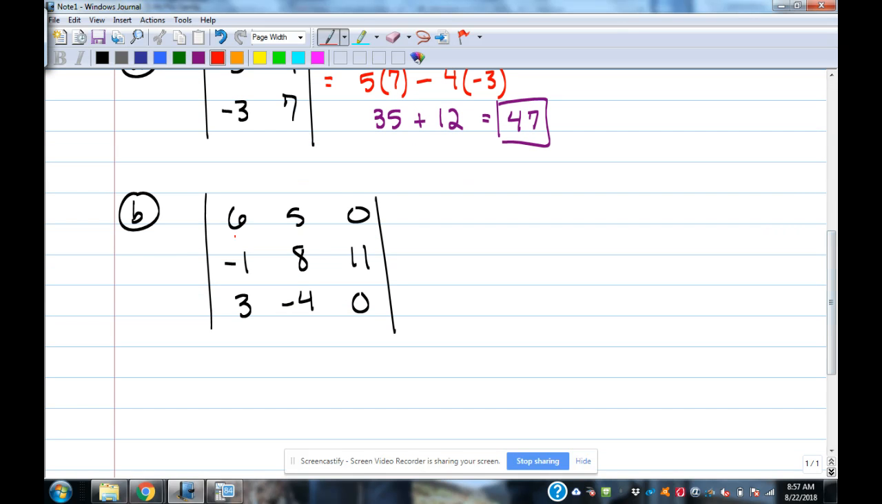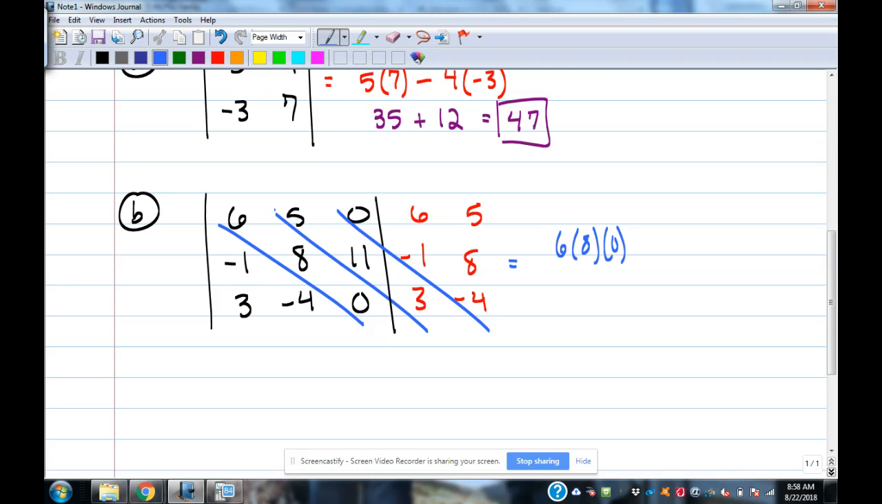One method is to take the first 2 columns and recopy them. And then you start doing multiplications with those diagonals. So I would take those first 3 diagonals there that have 3 numbers in them, and then I'd multiply all those together. 6 times 8 times 0 plus 5 times 11 times 3 plus 0 times -1 times -4. Okay, I'd put all that together.